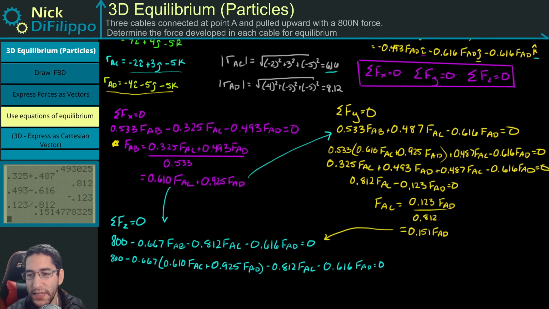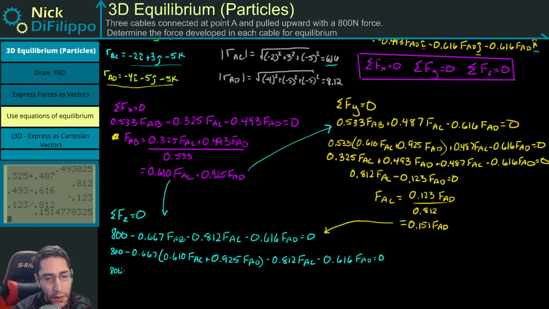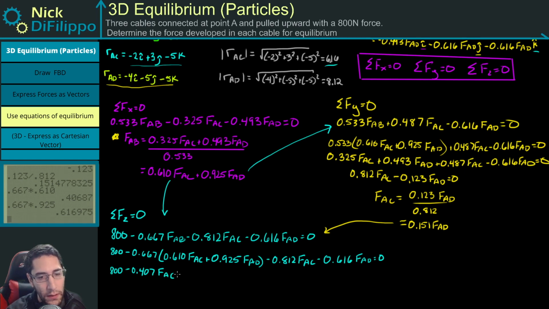Now, I have an expression for this FAC, so I'll have 800 minus, let's distribute this out. So I'll have 0.667 times 0.610 and 0.667 times 0.925. So this will be minus 0.407 FAC minus 0.616 FAD minus 0.812 FAC minus 0.616 FAD.